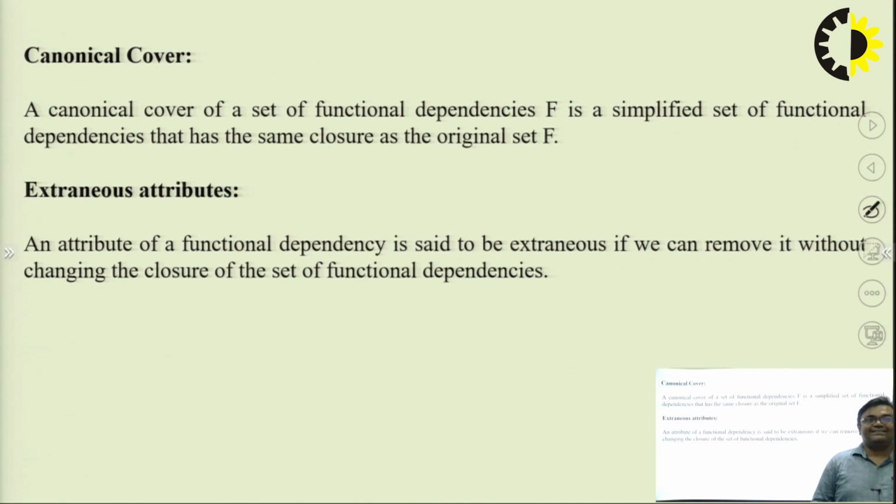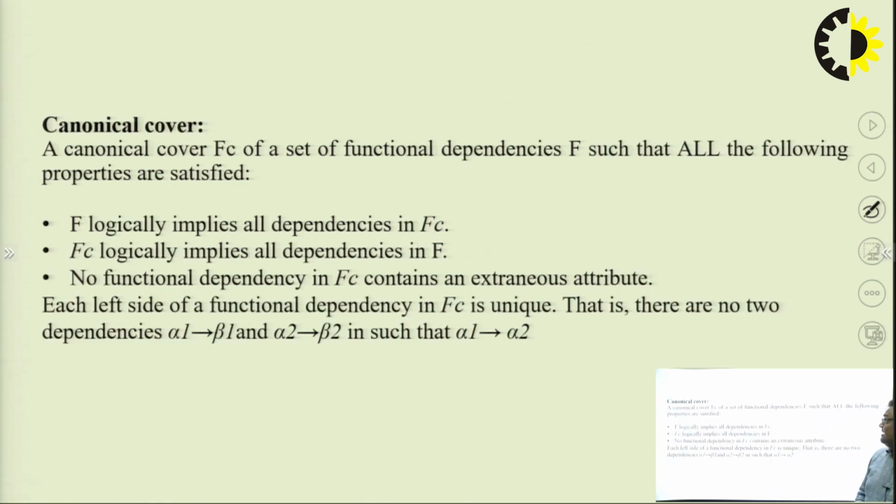And what are extraneous attributes? An attribute of a functional dependency is said to be extraneous, meaning extra, if we can remove it without changing the closure of the set of functional dependencies. So the closure should be the same. If the functional dependencies do not affect the closure of the set, we can remove those functional dependencies.